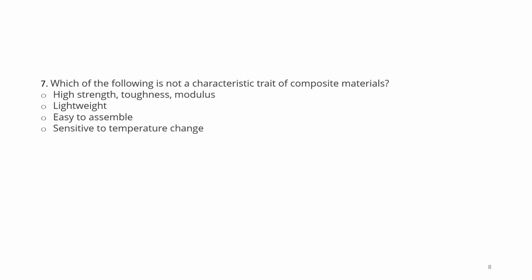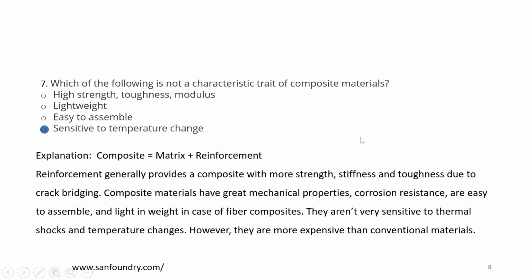And which of the following is not a characteristic trait of composite materials? High strength, toughness and modulus, lightweight, easy to assemble and sensitive to temperature change. So the last one is the one that is not a characteristic of composite material. Your explanation: composite includes matrix plus reinforcement, and reinforcement generally provides a composite with more strength, stiffness and toughness due to crack bridging.